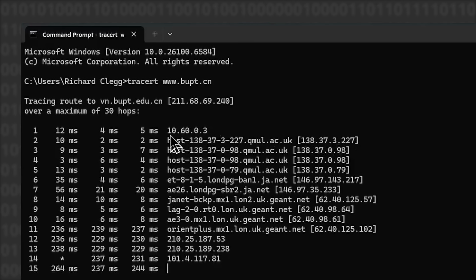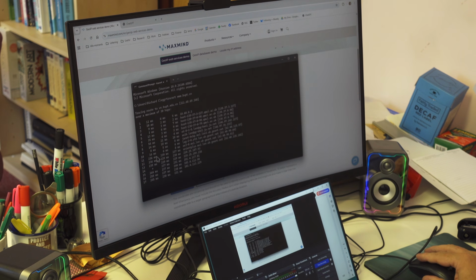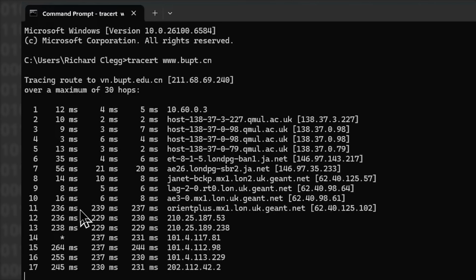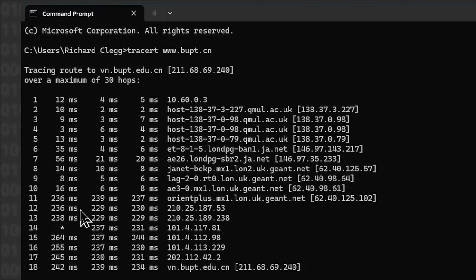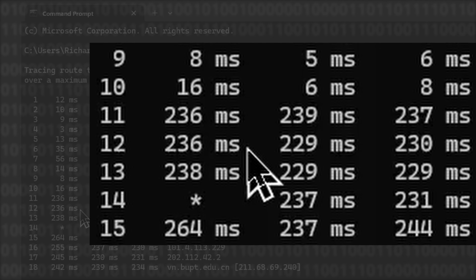138.373.227. So there we've got a 10. A 10 is a local address, not a real address. So this is the first real Internet Protocol address, this 138.373.227. And here, between hop 10 and 11, we see quite a large jump. We see that it's gone up from 16 milliseconds to 236 milliseconds. So that's telling us things have suddenly got a lot longer in terms of time. I'll explain why that is in a minute.